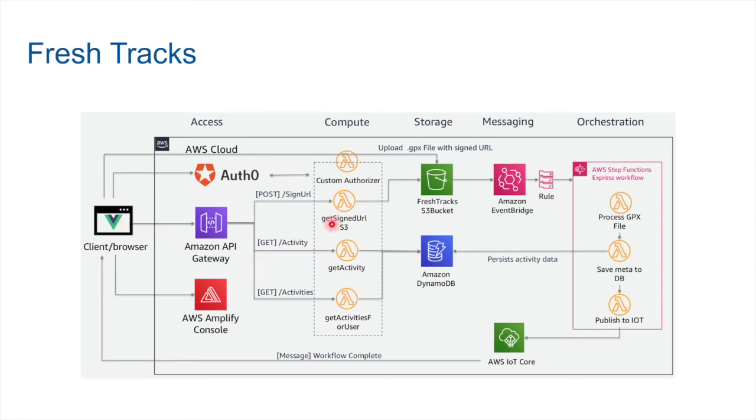And the way it gets uploaded is one of the Lambda functions here generates a signed URL, which allows the client to upload the file to an S3 bucket. Once the file has been uploaded to the S3 bucket, we send a message using Amazon EventBridge and kick off this workflow. And this workflow essentially processes the GPX file, stores the metadata into DynamoDB, and then uses the AWS IoT Core service to notify the client that this file has been processed completely.